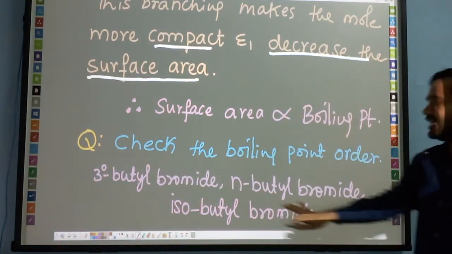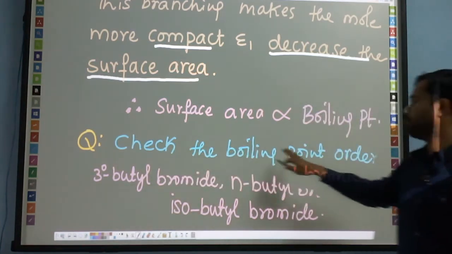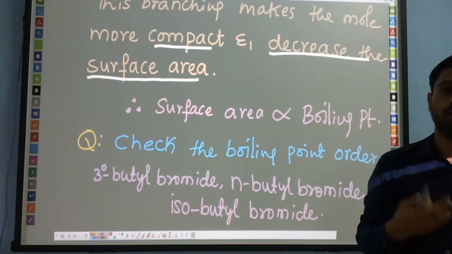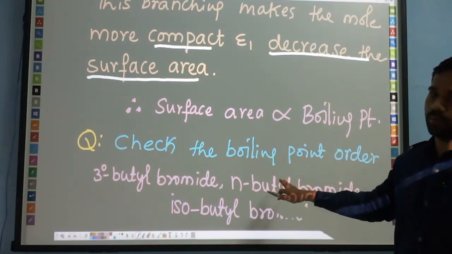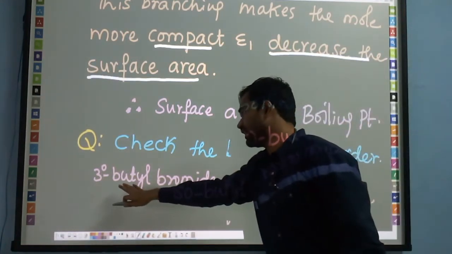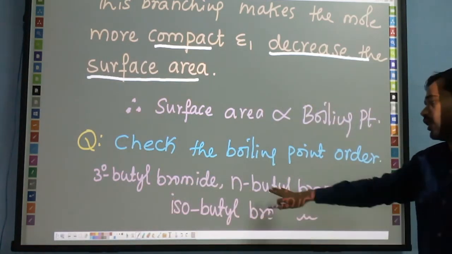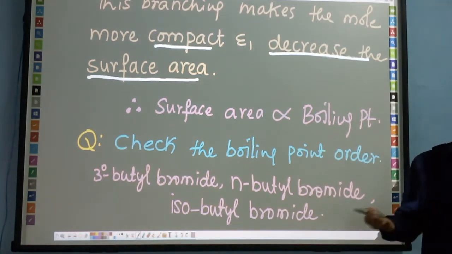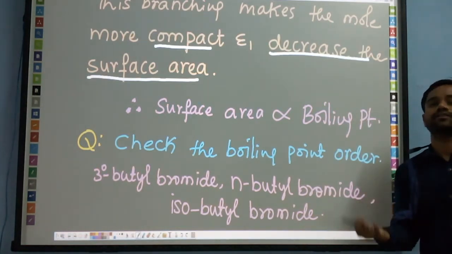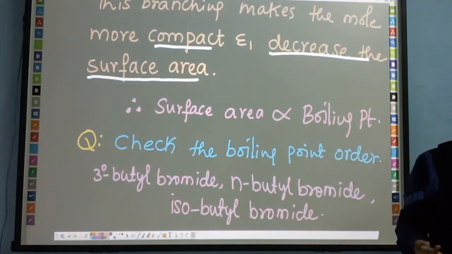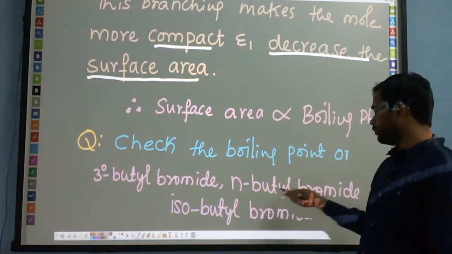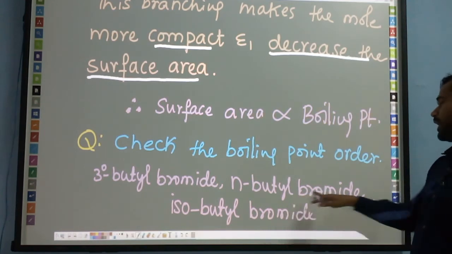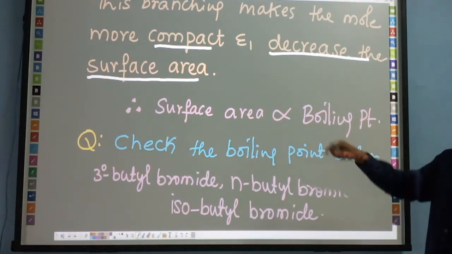There's a question. So what is the question? Check the boiling point order. It's going to ask you the order of the boiling point of these. Okay, let me read it for you. Tertiary butyl bromide, normal butyl bromide, isobutyl bromide. We already know which one is more branched and which one is least branched. Normal butyl bromide has a 4 carbon chain.